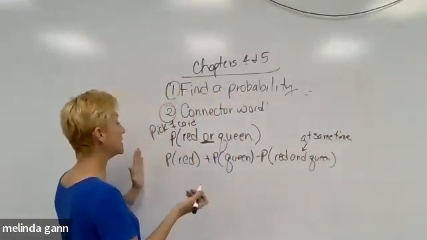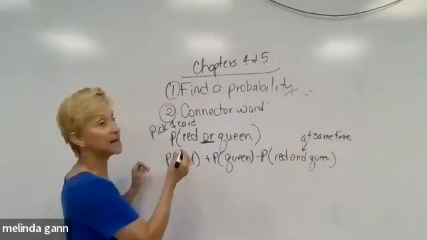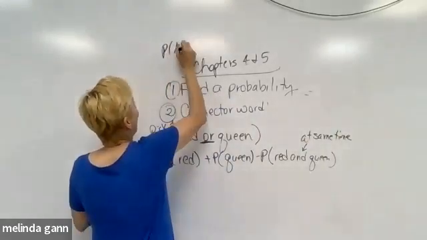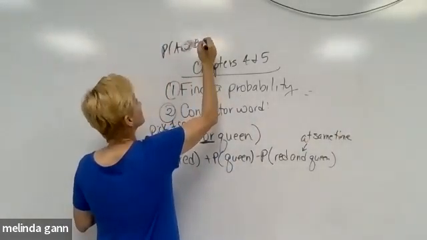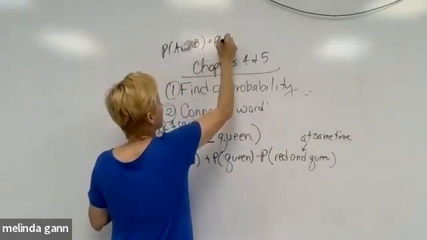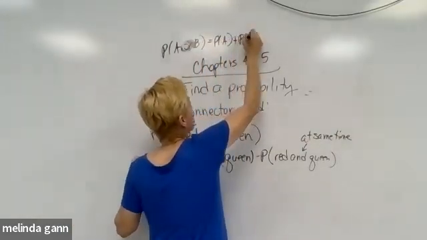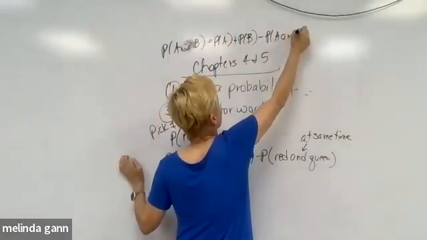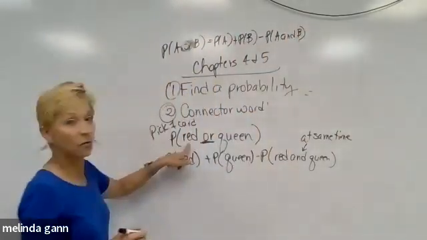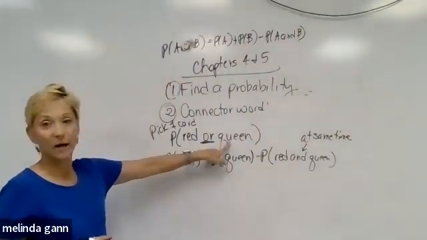Okay, and the way it's written in the formula sheet is the probability of A or B is the probability of A plus the probability of B minus the probability of A and B. So my A is the red and my B is the queen. So this is like 3 separate problems.